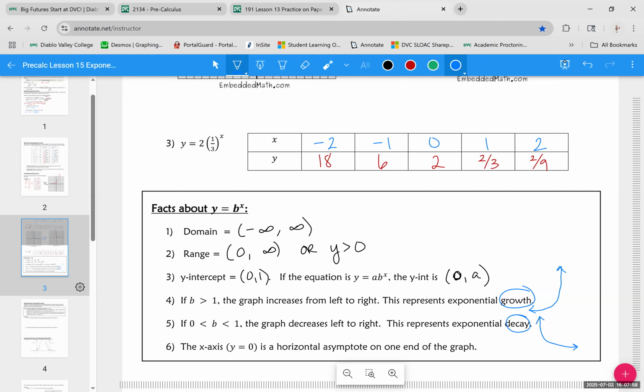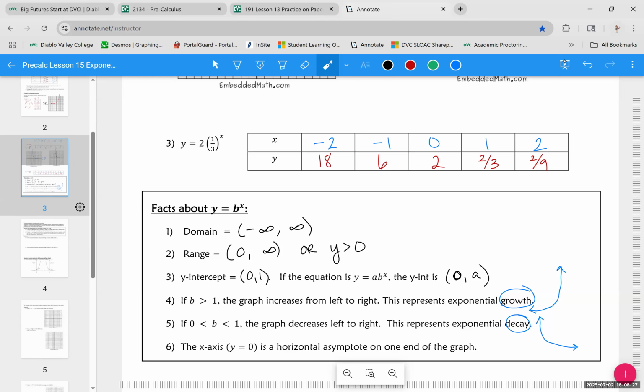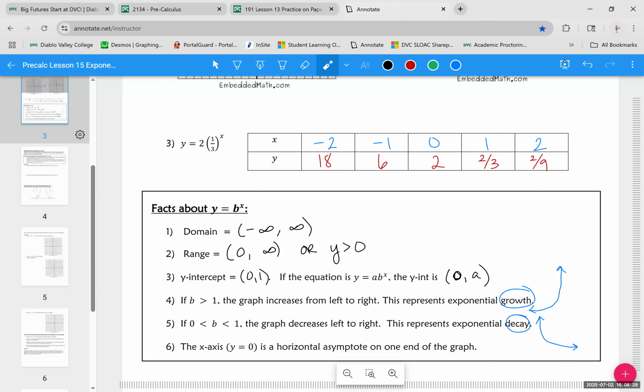So you can add these. Oh, one last thought. Sorry about that. The x-axis, or the line y equals 0, is going to be a horizontal asymptote on one end, either the left or the right, depending on what your base is. So you can now use these facts to add y equals b to the x into your list of toolkit functions. Functions that you know what the shape is, and you know how to graph them using translation.